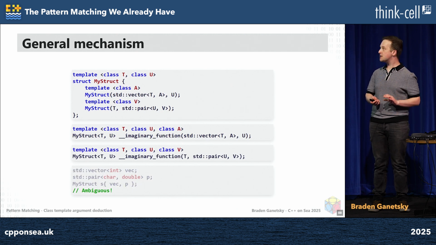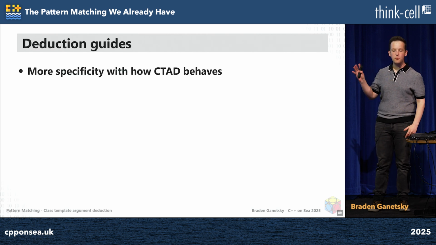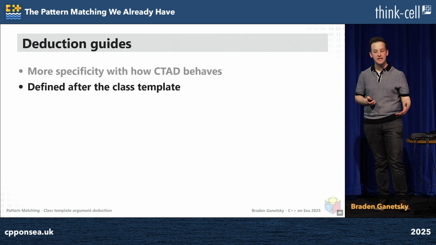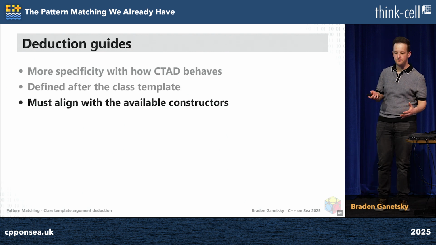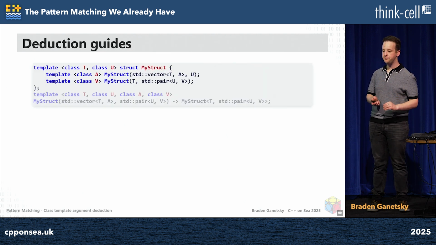There's a mechanism for that as well. The mechanism for that is deduction guides. It's more specificity with how CTAD actually behaves. So you have to define them after the class template, and they basically add more of these imaginary guides into the calculation. They must align with the available constructors, and I'll show an example of that.